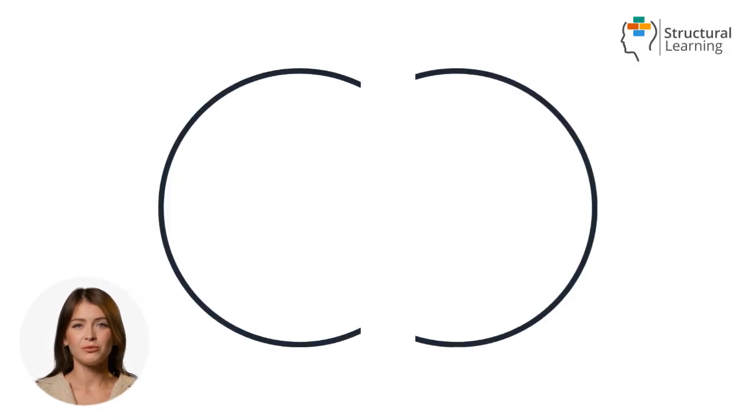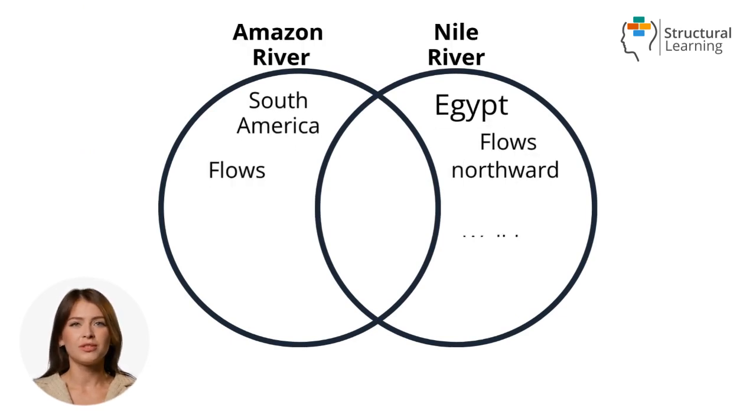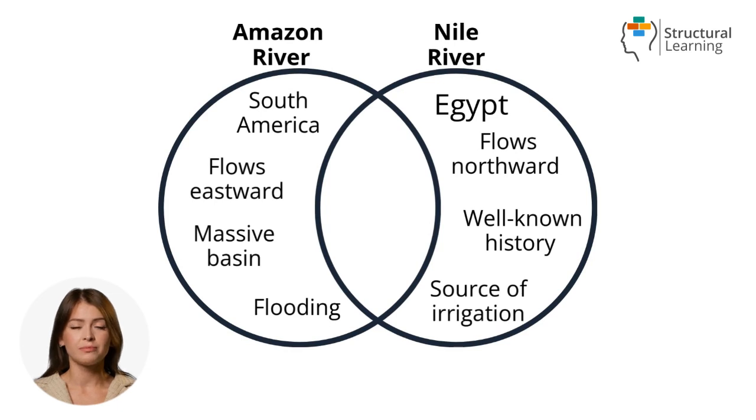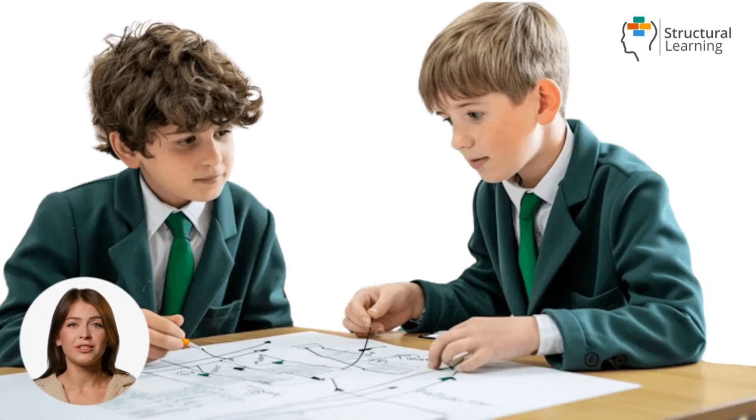Label each circle with one of the topics. In the outer parts of the circles, learners record features that are unique to each topic. In the overlapping area, they list what the topics have in common. Encourage learners to go beyond surface details. Ask, what's fundamentally different? What do they share at a deeper level?